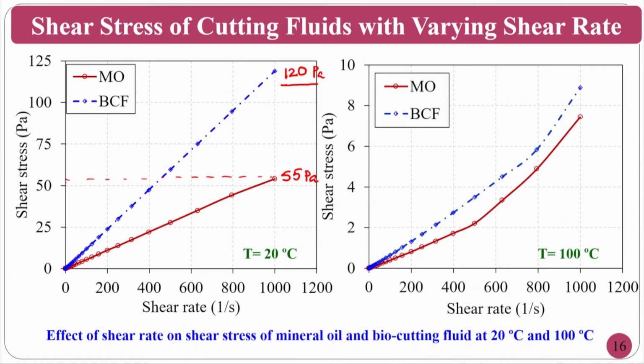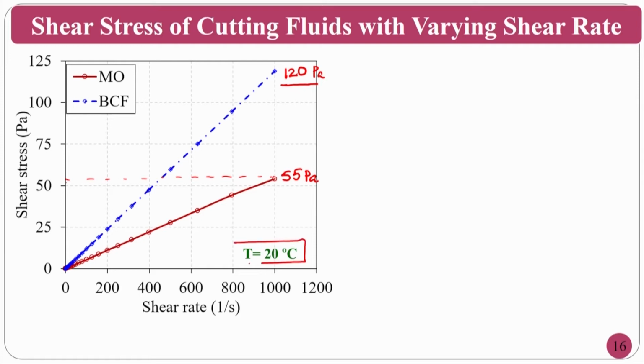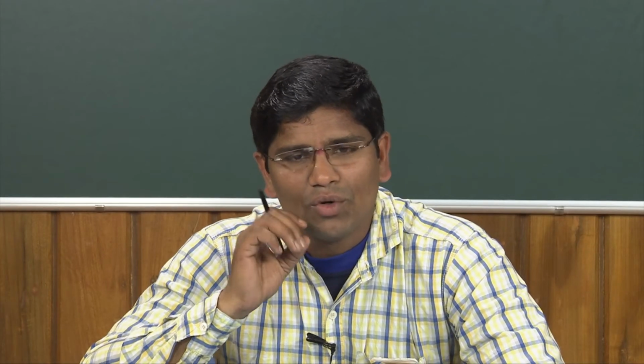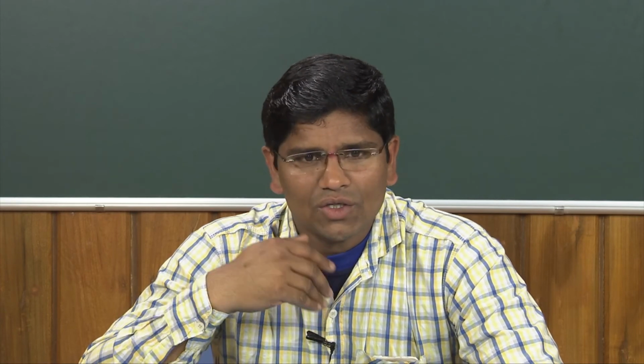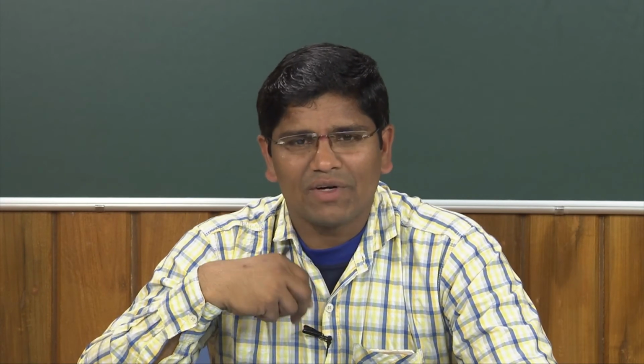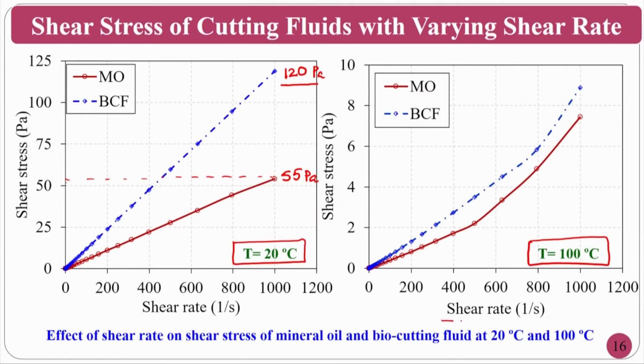The second one is shear rate versus shear stress at 100 degrees. At room temperature, approximately 20 degrees, we are seeing that both the fluids follow the Newtonian trend. But whenever these cutting fluids are exposed to machining conditions, with respect to shear rate, that means shear stress versus shear rate at 100 degrees, it does not follow the Newtonian trend of a gradual straight line increment, like in the first figure.